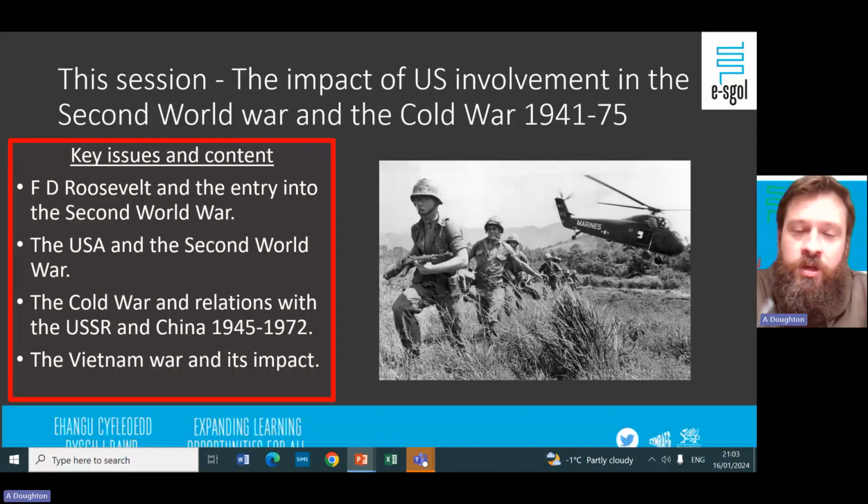Now, the key issues we're going to cover are Franklin D. Roosevelt and the entry into the Second World War. Remember, we looked at the Neutrality Acts and how he tried to stay out of foreign affairs in the 1930s. We then look at the US and the Second World War, their involvement in Europe and in the Pacific. And then we'll look at the Cold War and relations with the Soviet Union and China between 1945 and 1972, and then the Vietnam War and its impact.